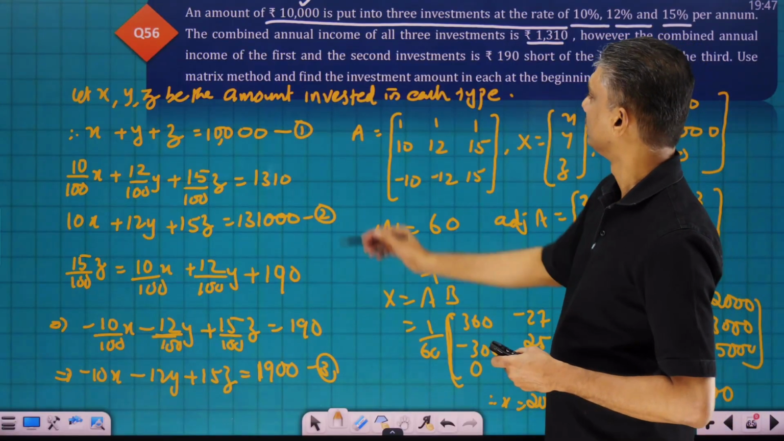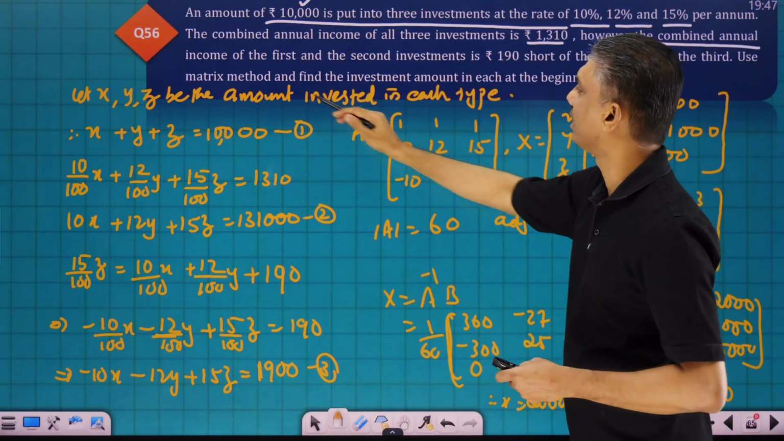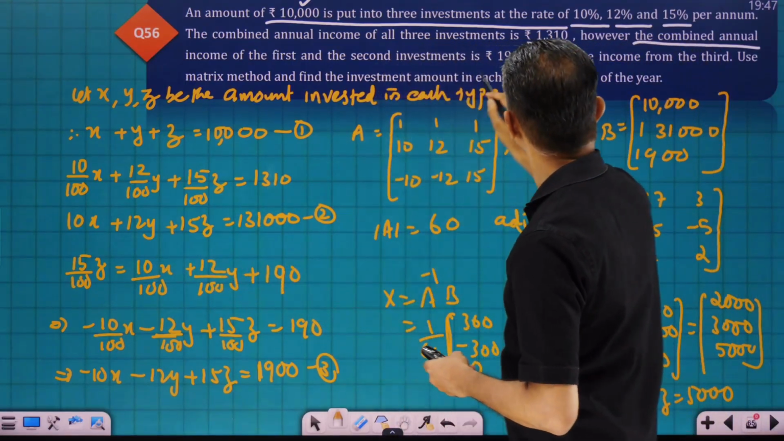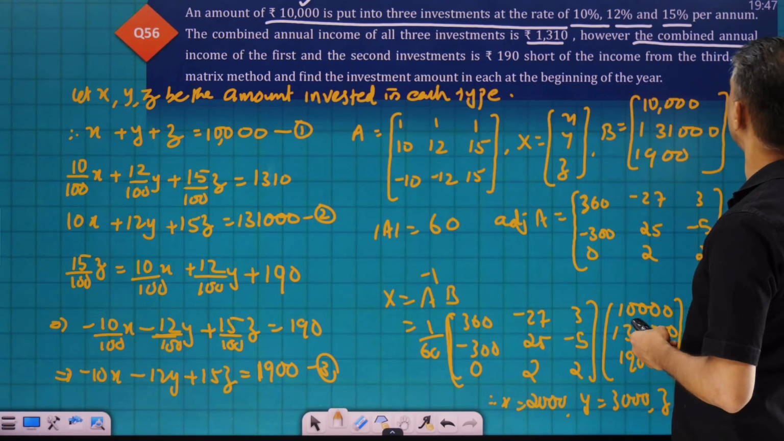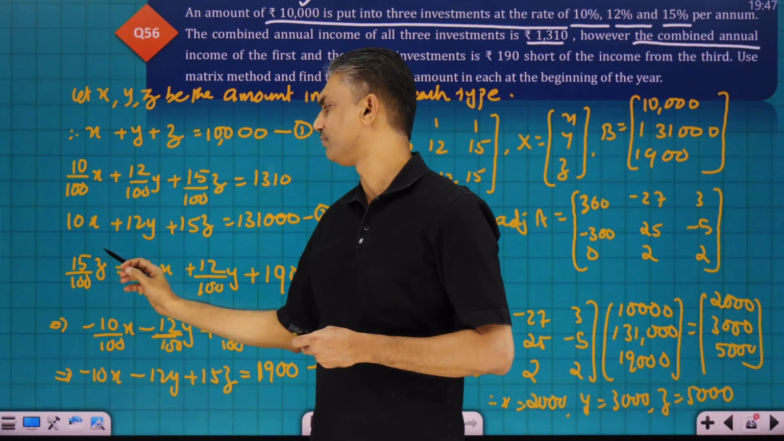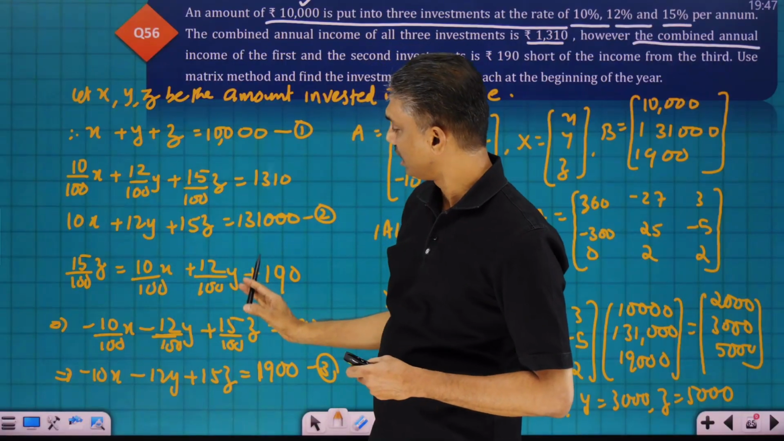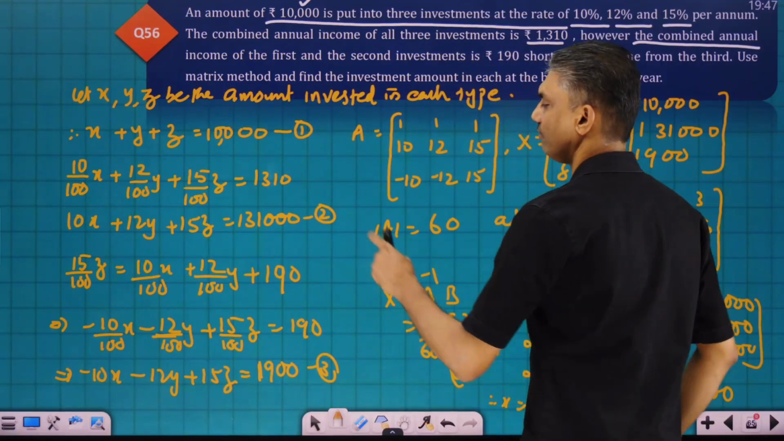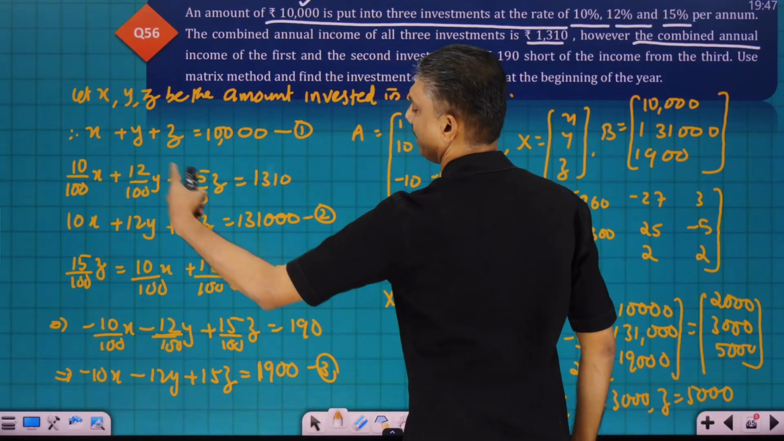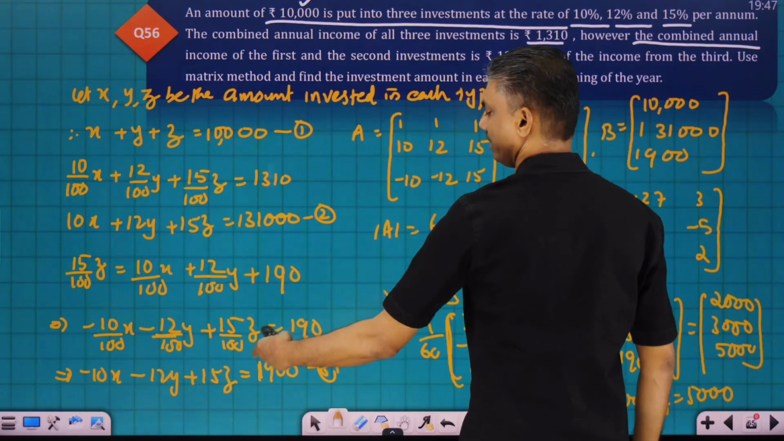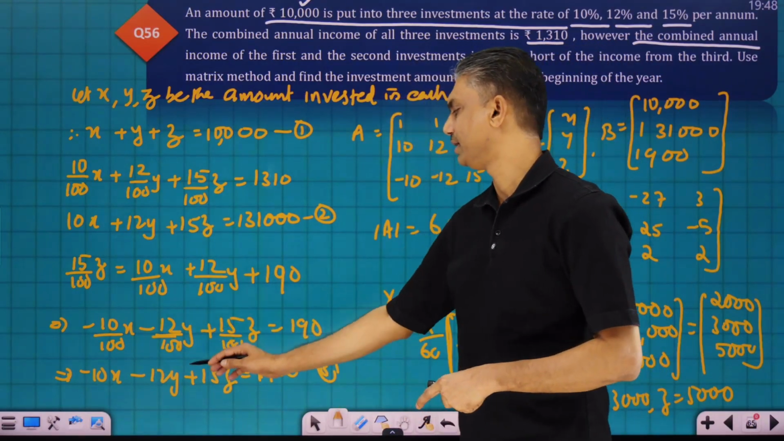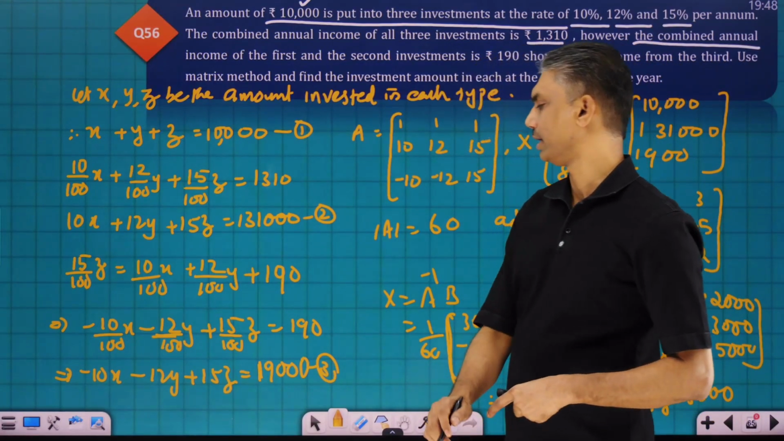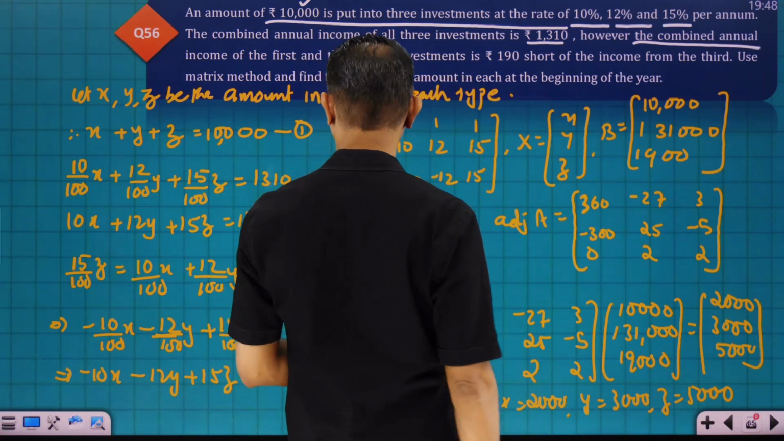131,000. Now, the last condition: the combined annual income from the first and second investment is 190 short of the income from the third. So the income from the third, 15Z by 100, is 190 more than the combined income of first and second. So if you take the left side, minus 10 by 100 X, minus 12 by 100 Y, plus 15 by 100 Z is equal to 190. So minus 10X, minus 12Y, plus 15Z is equal to 19,000. One more 0 will be there. Okay, now you will be getting this.